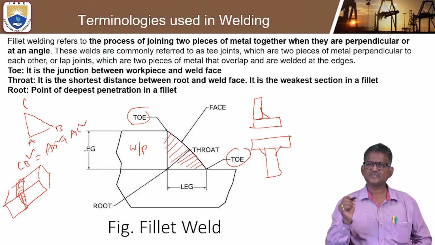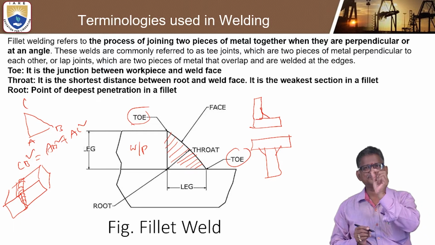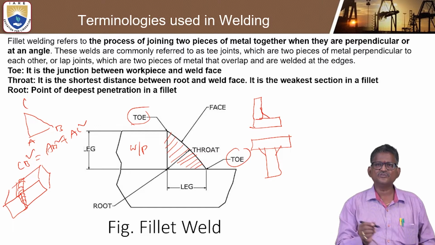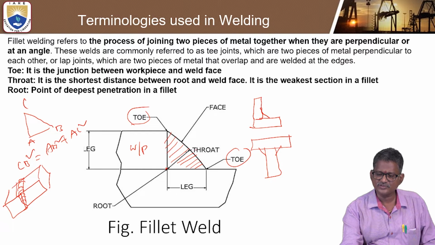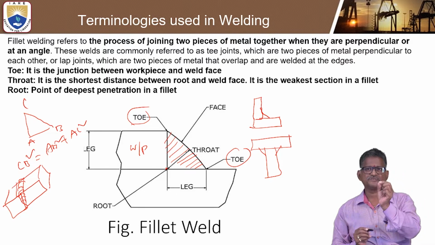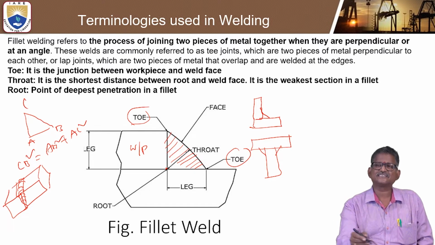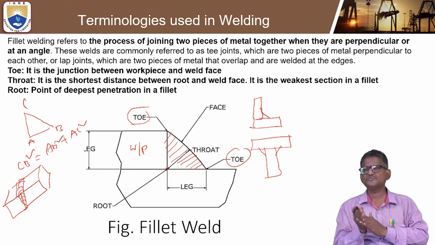Another important term is the throat. The throat can be defined as the shortest distance between the root and the weld face. It is also called the weakest section of the fillet, where if you put more pressure, it may break.